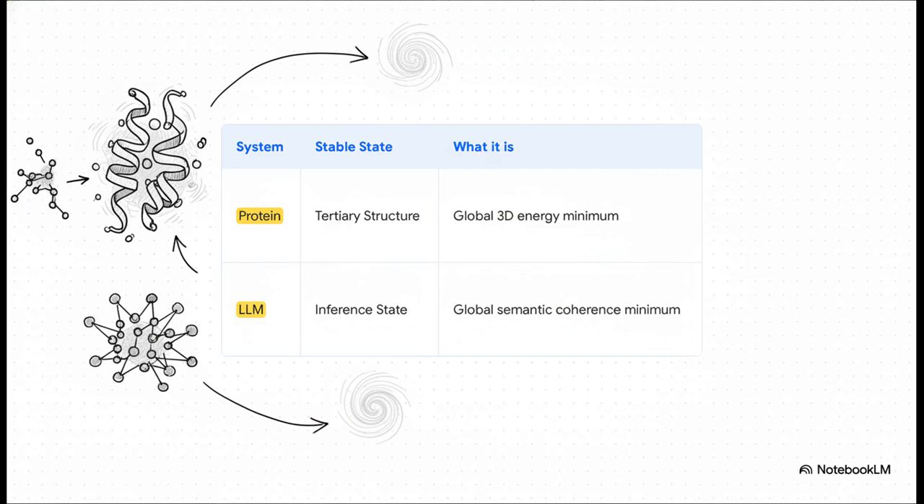It's the most stable configuration it can possibly be in. And incredibly, it seems an LLM response works the exact same way. A coherent answer is simply the state that minimizes what's called prediction entropy. It's the arrangement of words that creates the most semantic stability. Or, to put it simply, it's a thought that just makes the most sense given all the constraints.